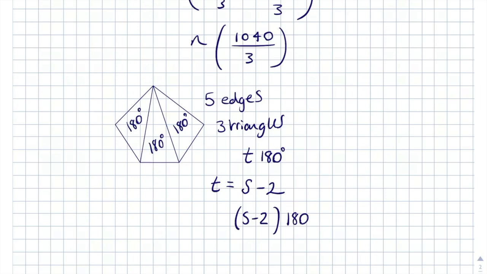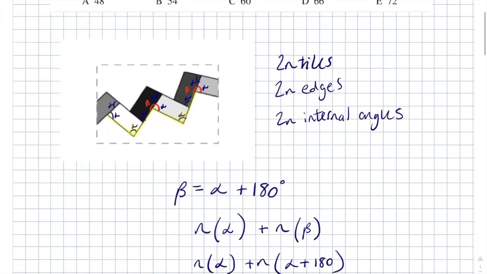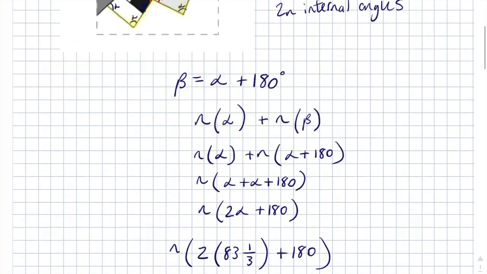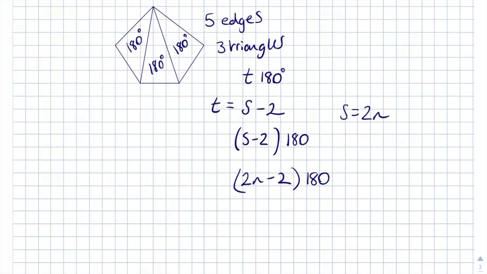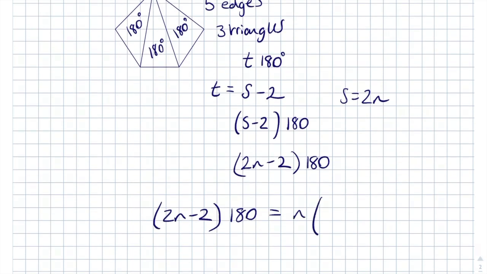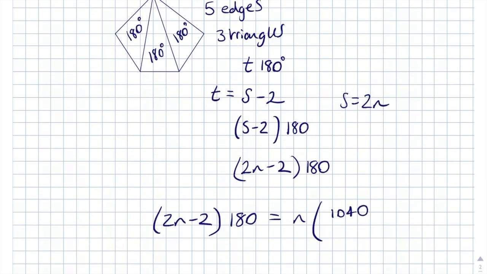Now, at the start of this question, we were told that this polygon is going to have an even number of sides, and we represented that with 2n. So if we substitute 2n as s, so s equals 2n, we're then going to get (2n minus 2) all multiplied by 180. And now we have 2 equations in terms of n, which represent the sum of the total interior angles. So therefore we can make them equal to each other. So we can say that (2n minus 2) all multiplied by 180 equals n times 1040 over 3.